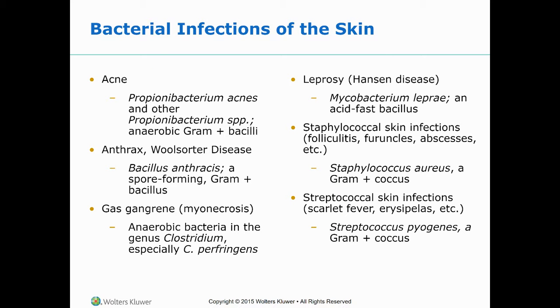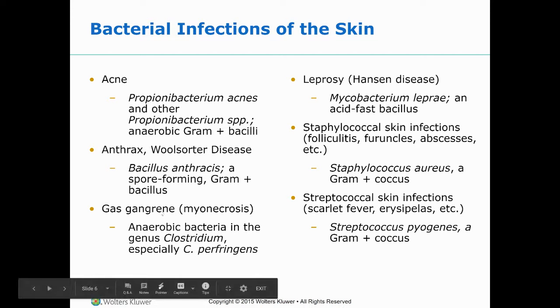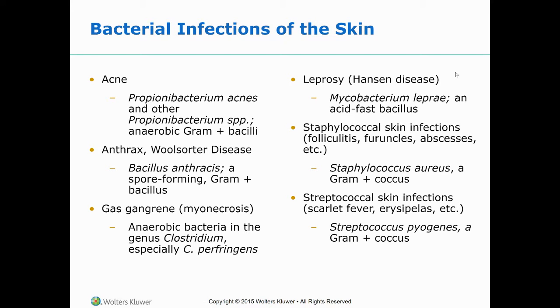So some bacterial infections of the skin. Realistically, the only ones that are really important for you to know are Streptococcus pyogenes and Staph aureus. The other ones, like acne, are technically a bacterial infection of the skin. Usually that involves your normal flora. You have anthrax. Again, that can be a bacterial infection. Most of the time, the deadly anthrax that they talk about is a bacterial infection of the lungs. Gangrene, gas gangrene, and leprosy are also going to be considered bacterial infections of the skin.